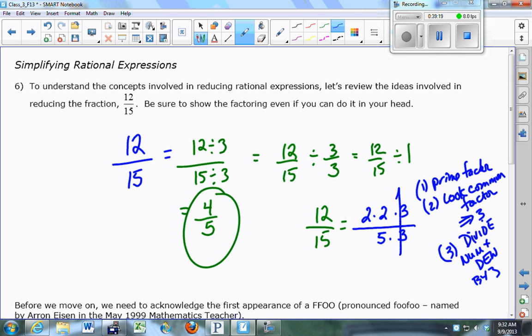That's what you're doing. And that's what you do every time you put that slash through. That's essentially the concept behind what you're doing, is you're dividing by 1. When you go the other way, when you go from 4/5 to 12/15, you're multiplying by 3 over 3. You're multiplying by 1. Okay?